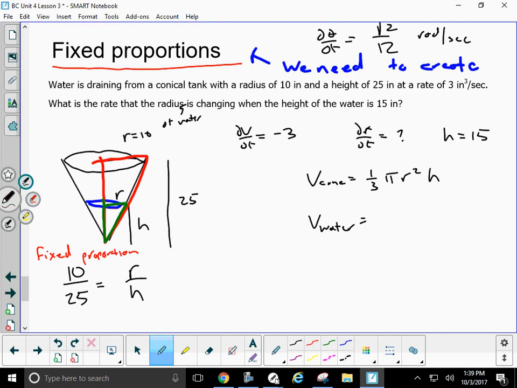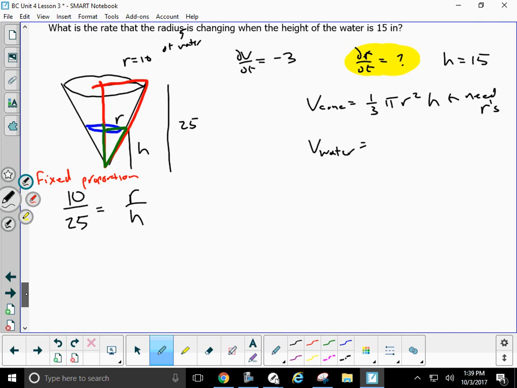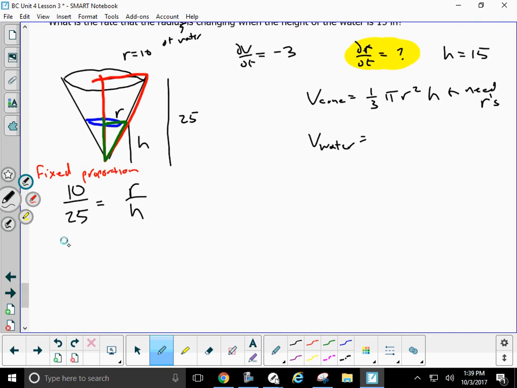All right, well, that means I can solve for R or H and plug it in here. Which one should I solve for? What should dictate the next step? Well, notice that we have dr/dt. So I need to find dr/dt. So that means this equation needs R's. That means I need to replace H with R's. I'm going to solve this for H. I get H is equal to 5/2 R. Just cross multiplying and dividing.